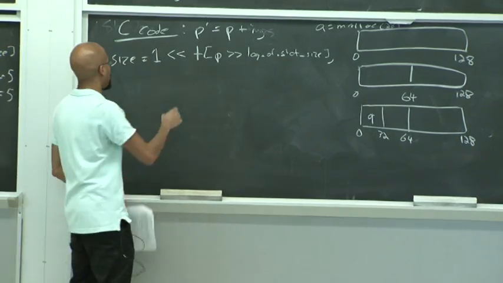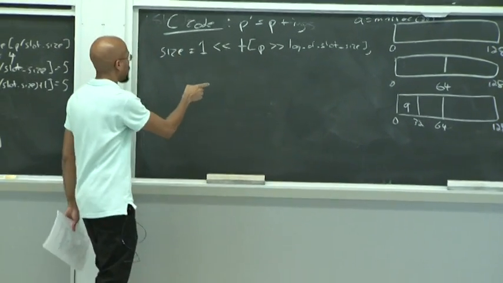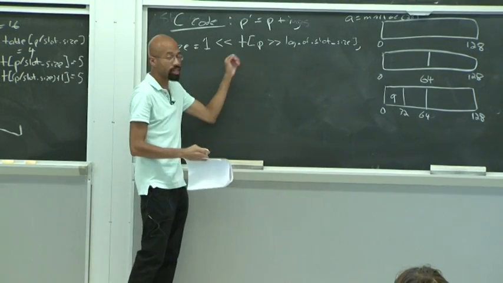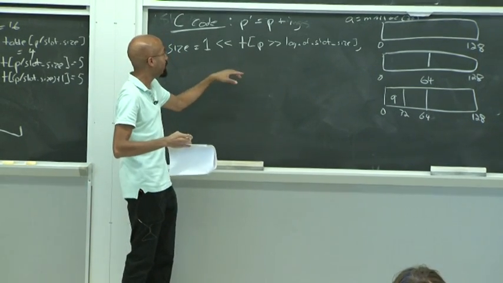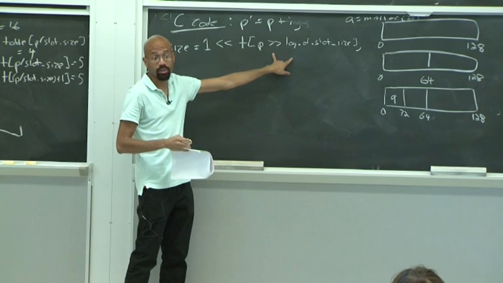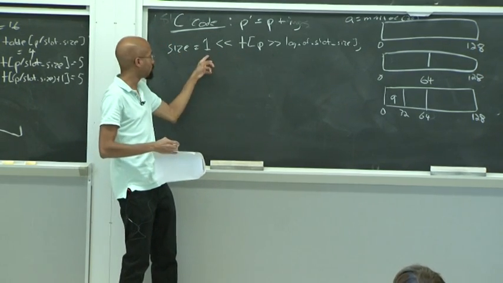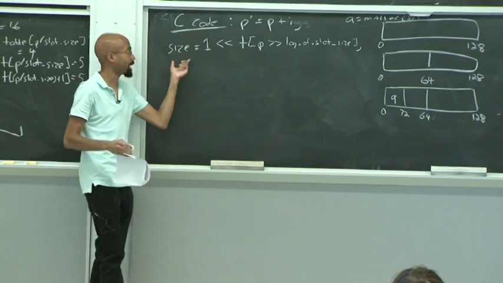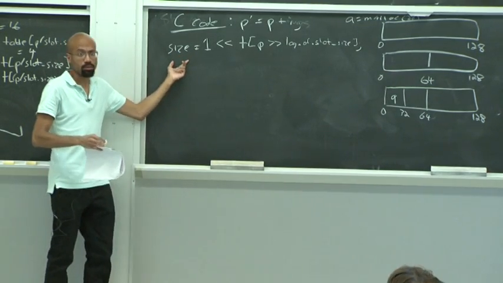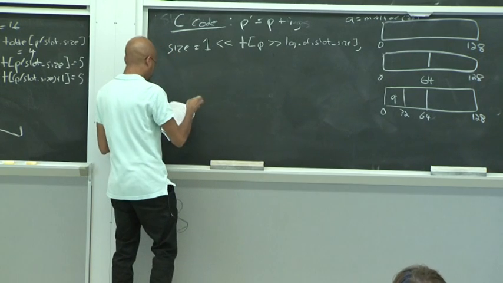So for example, if the size of this allocation were 32 bytes, looking at the table is going to get us 5. Then when we left shift the 1 this way, we're going to get 32 back again.